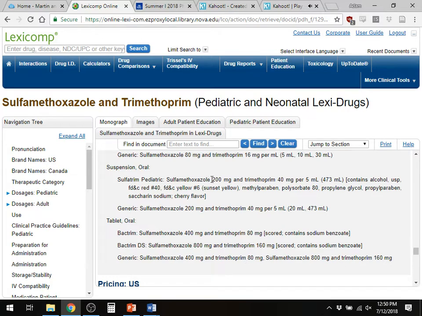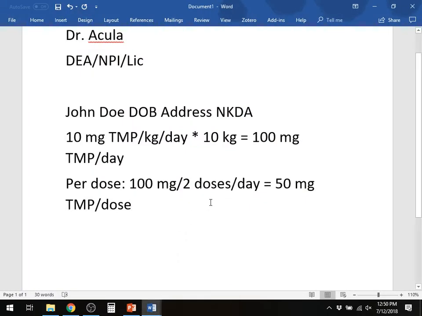You want to know what the actual concentration is. That's going to be included in your prescription when you actually go to write that out. So we know this, and again, what are we dosing off of? The trimethoprim, right? So we're dosing off the trimethoprim. I know it's 40 per 5. And again, we'll go ahead and divide that out so we know how much is actually per mL. You always want to get down to how many milligrams you have per mL.